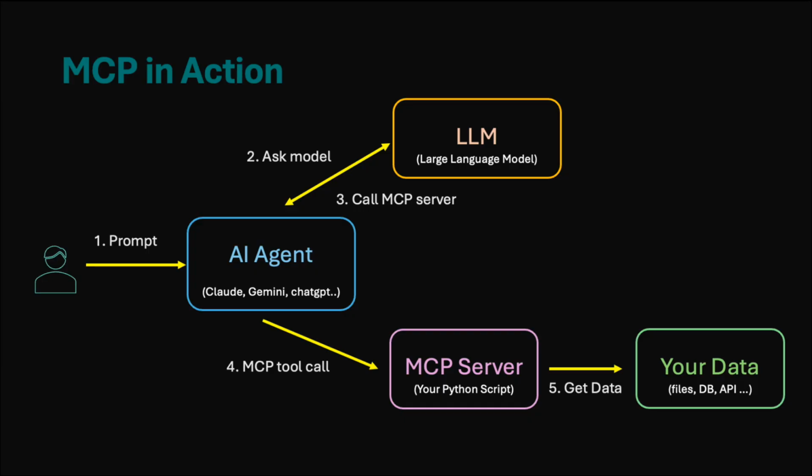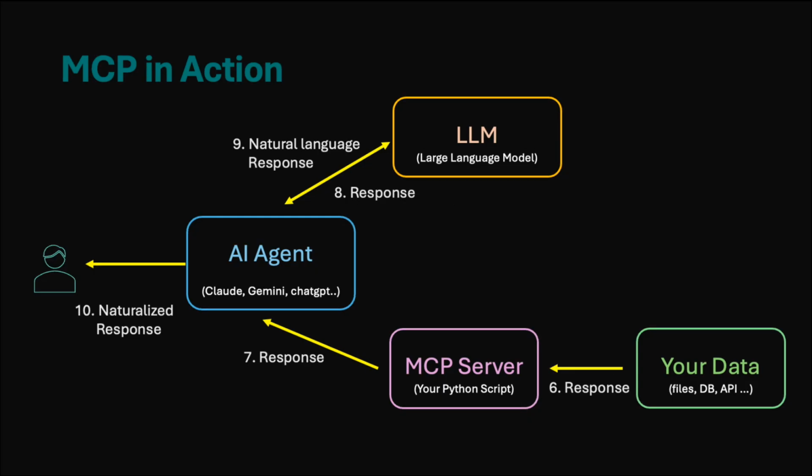Step 2, the AI agent asks the LLM, the language model, what to do. The LLM is the brain. It does not touch your files, it just figures out what to do next. Step 3, the LLM tells the AI agent to call your MCP server. Step 4, the AI agent makes the tool call to your Python script. Step 5, your script fetches the data from files, databases, APIs.